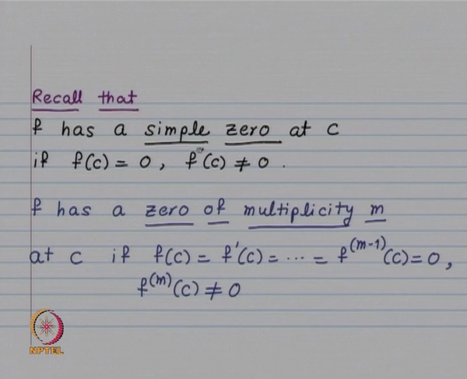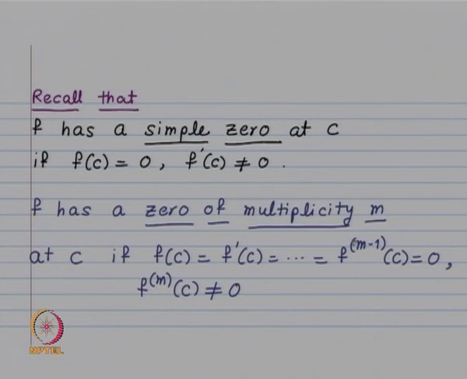Now, we want to show uniqueness. So, for the uniqueness, we are going to use the result from the fundamental theorem of algebra, that if you have a polynomial of degree less than or equal to n and if it has n plus 1 zeros, counted according to their multiplicities, then such a polynomial has to be the 0 polynomial. So, let me recall that a simple 0 means f of c is equal to 0, f dash c not equal to 0.